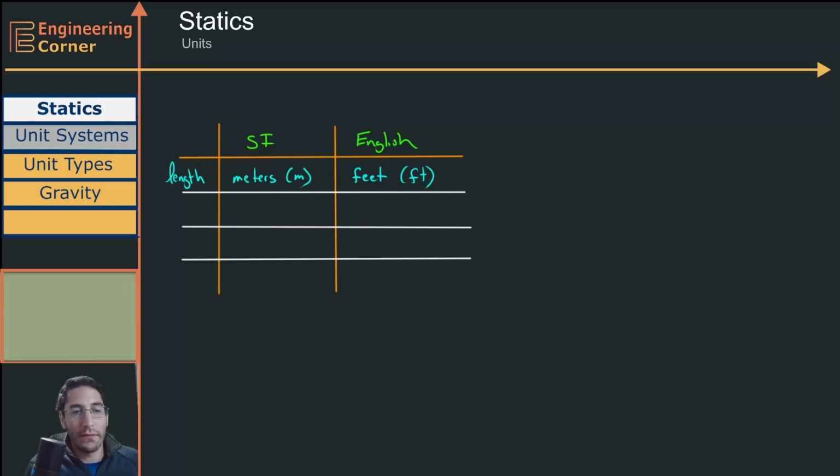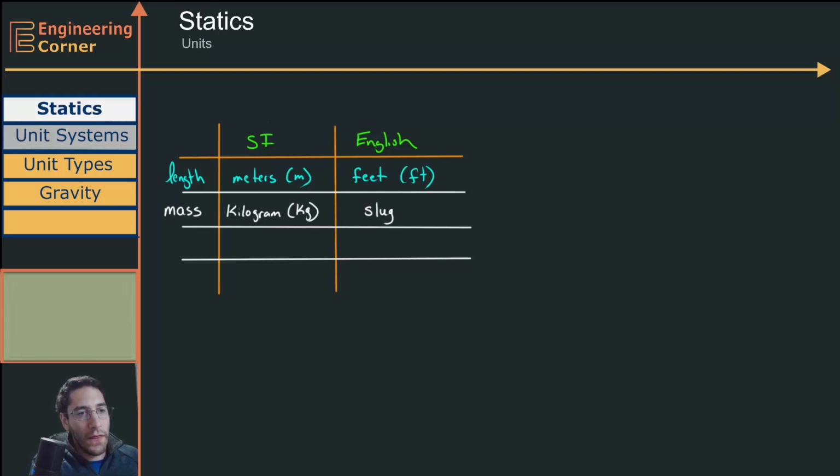The next quantity will be mass. In SI units, a mass is represented with a kilogram. We can abbreviate that with kg. While in English units, a mass is a unit of slug.